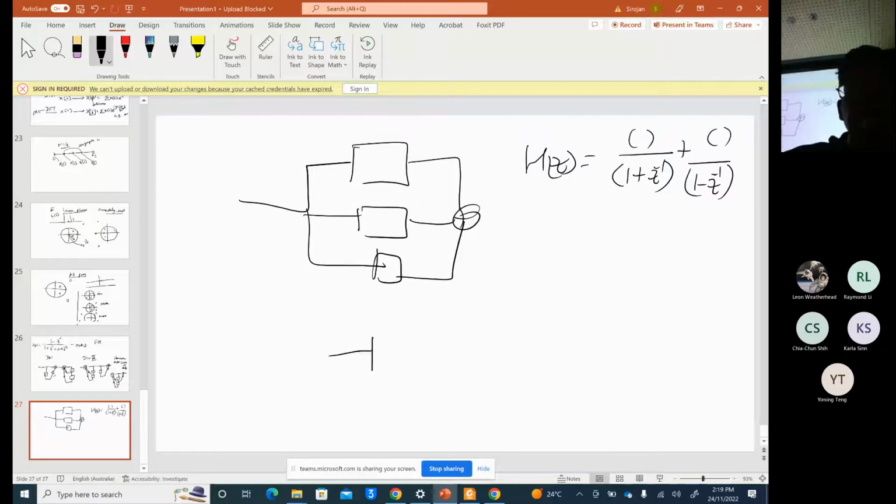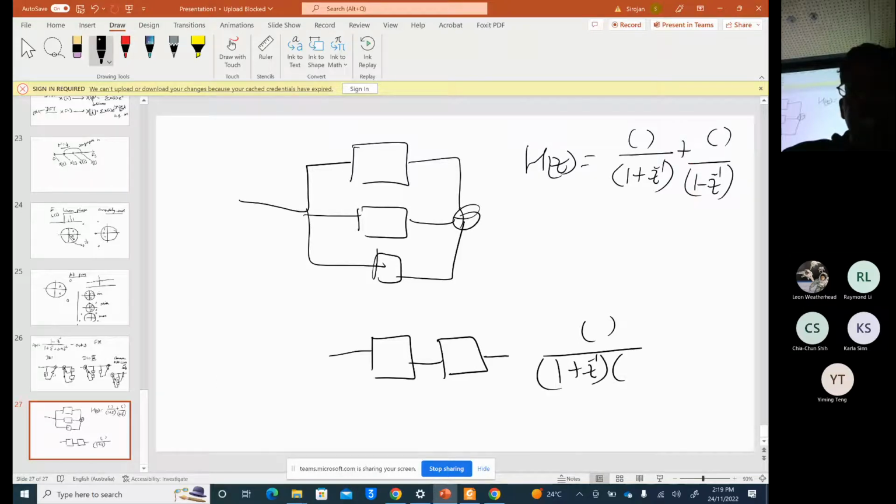And for the cascade one, it is the multiplication. So here, divide by 1 plus Z to the minus 1 multiplied by 1 minus Z to the minus 1. So here it is the cascade structure. Okay, so that is parallel structure and cascade structure.